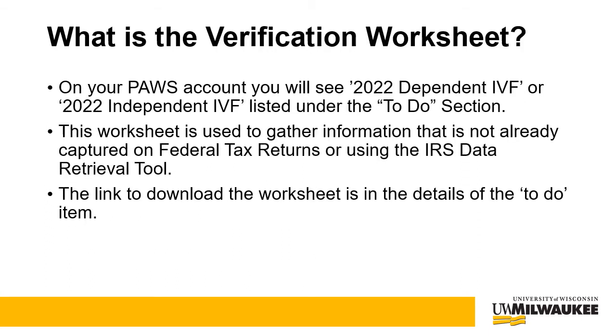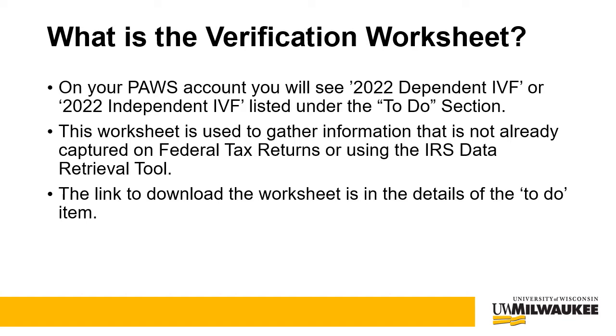The Financial Aid Office informs students of needed verification documents via email and on the student's PAWS account under the To Do section. The To Do section can be found in the upper right-hand corner of your PAWS homepage. One item that may be requested is the Verification Worksheet form.